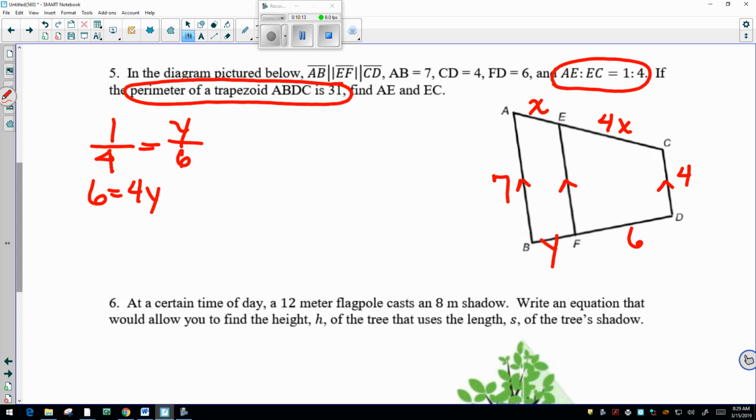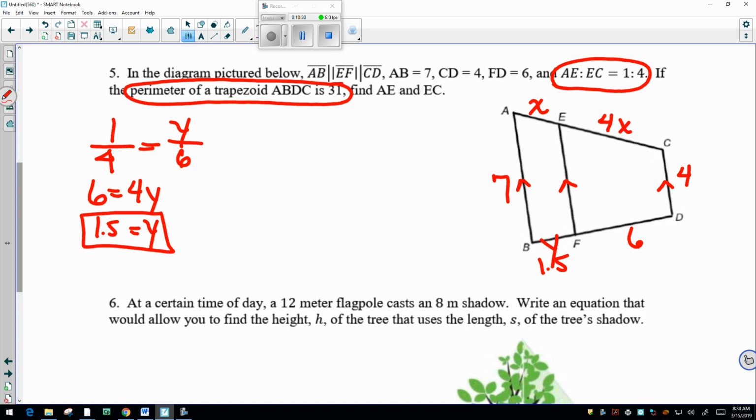I get 6 equals 4y. And so y equals 1.5. Don't be worried about a decimal. Decimals are numbers too. So over here, I have this length is 1.5. Okay, so now I could go back and use that concept of the perimeter.